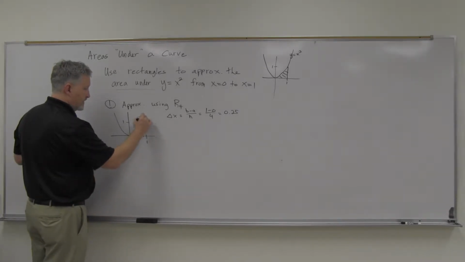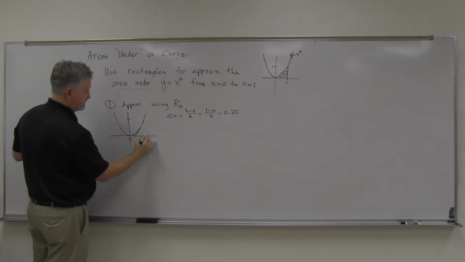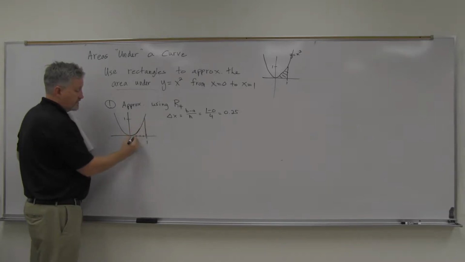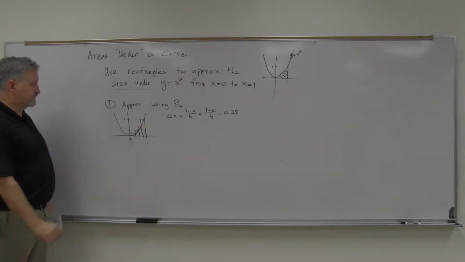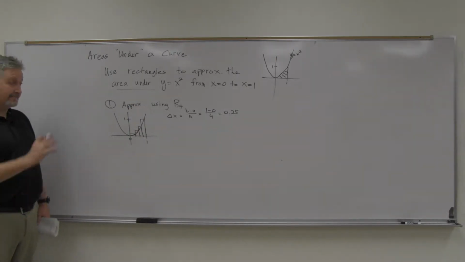And so that area I'm approximating with R4. So it's these 4 rectangles here. I want to just draw them out first. It's those 4 rectangles. They're a little off because they should be equal width, but anyway, you get the idea.